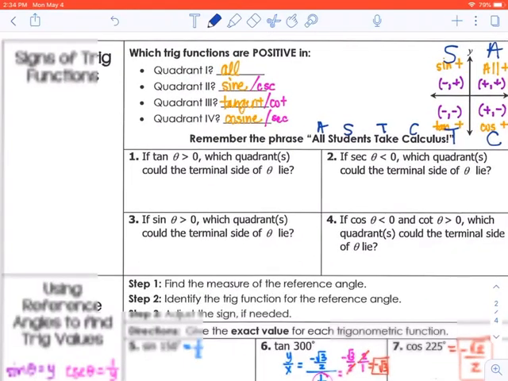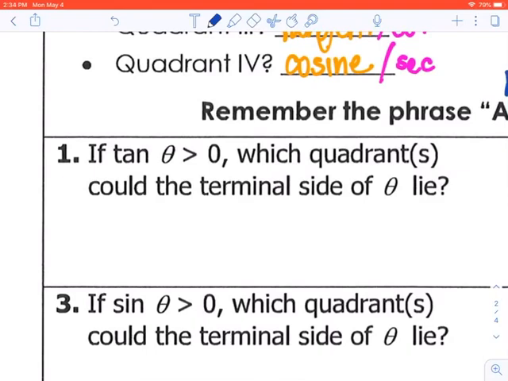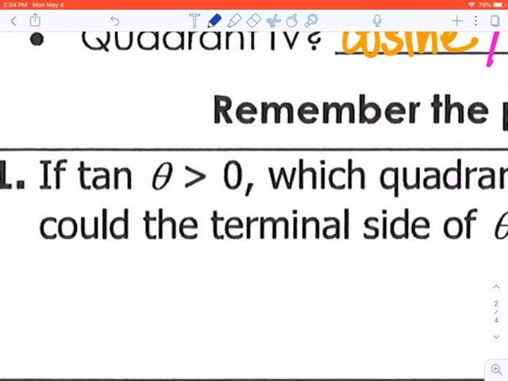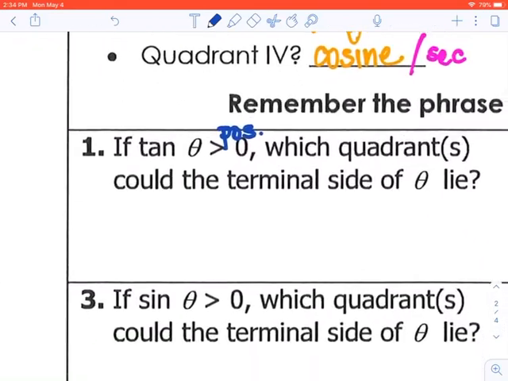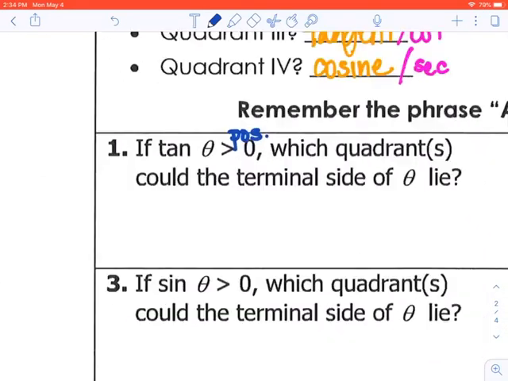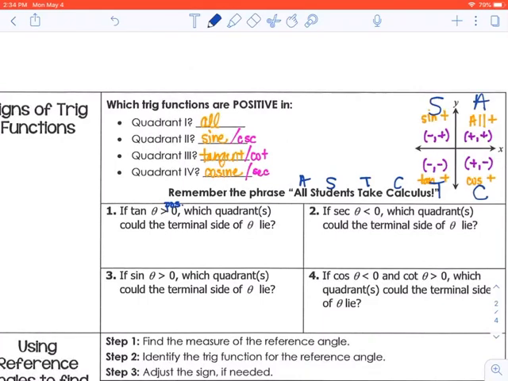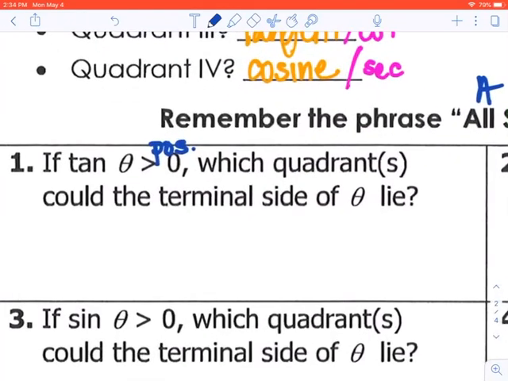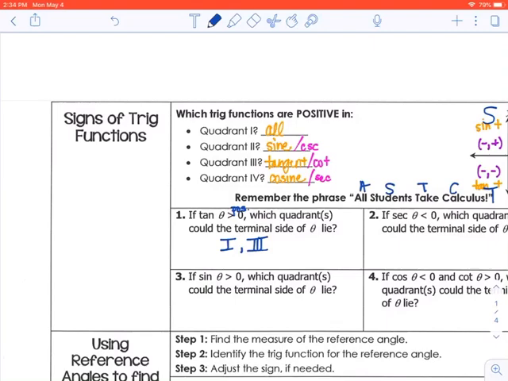Okay? So if I ask question 1 here, if tangent is greater than 0, that means tangent is positive. Which quadrants could the terminal side of the angle lie? Because tangent is positive, well, it's positive in the first one. All of them are positive in the first. And then the T is the third quadrant. You would just list it as 1 and 3. Okay, that's it.